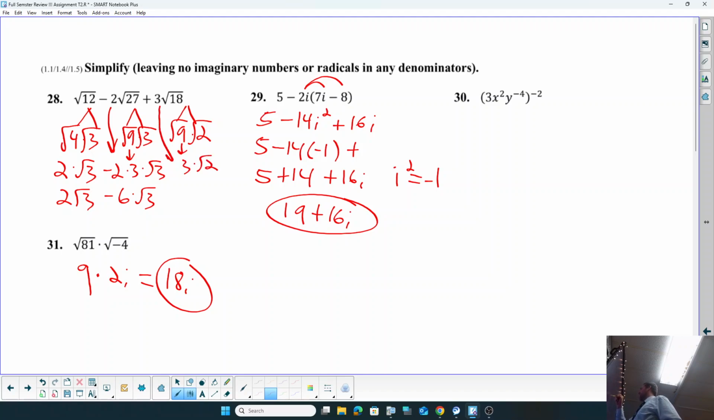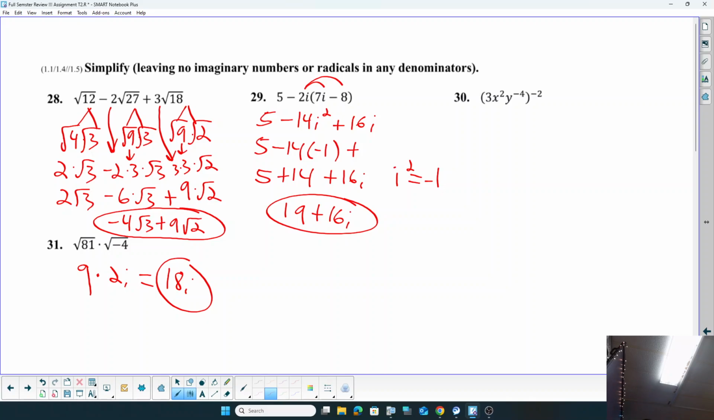Then we got to bring down that 3. And 3 times 3 is 9, radical 2. And then the only thing we can combine is the 2 radical 3 minus the 6 radical 3. And that is negative 4 radical 3 plus 9 radical 2 is our answer. Woo! I love 31, just saying. Because the square root of 81 is 9. The square root of negative 4 is 2i. 9 times 2i is 18i.